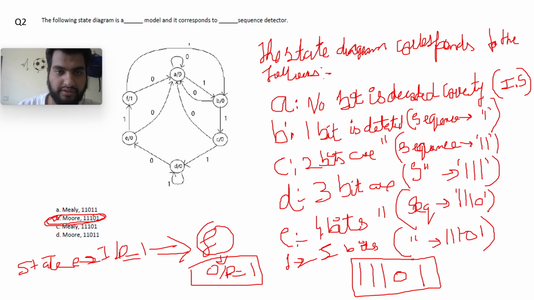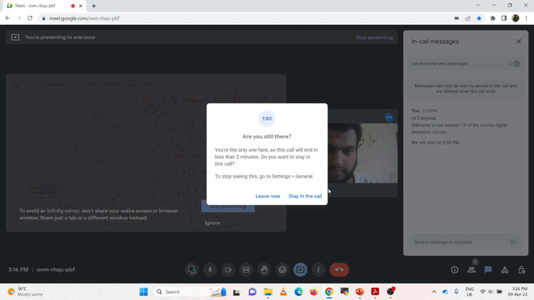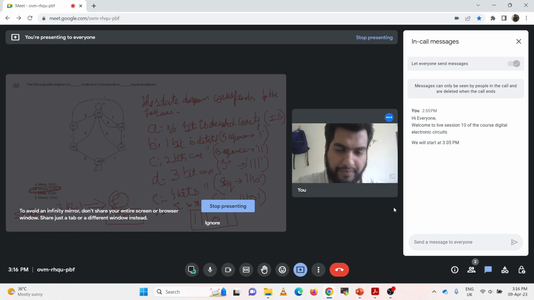So we have this initial state A. Then I went to B on the input pattern of 1, then went to C on input pattern of 1, and so on up to E on input pattern of 1 1 1 0, and when I got another 1 I went to state F, where the sequence detected was 1 1 1 0 1. The sequence was found out by the change of output to 1. So this was question number 2.